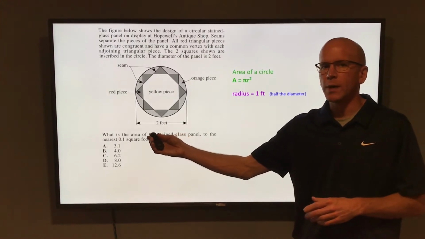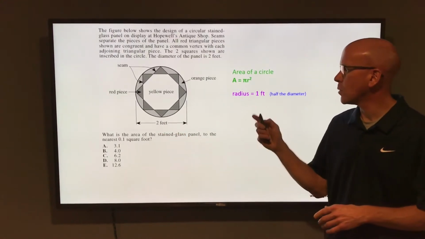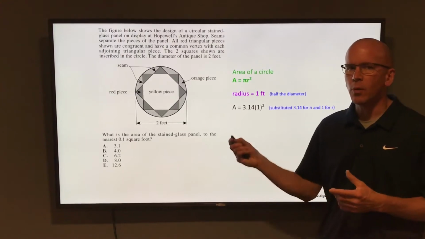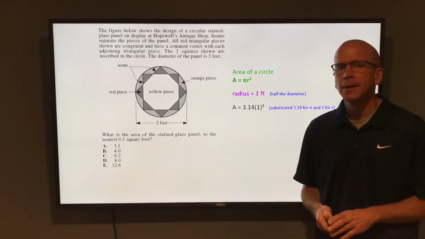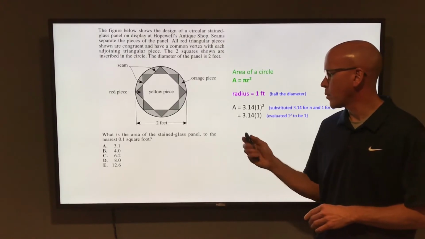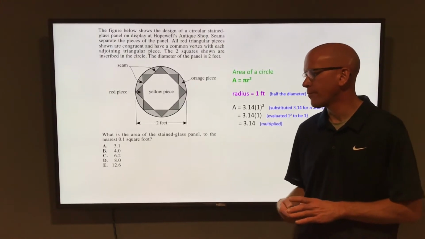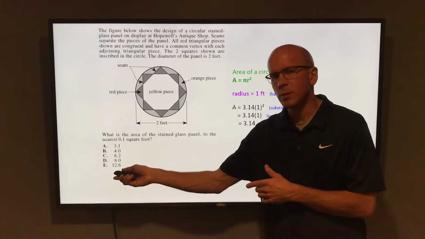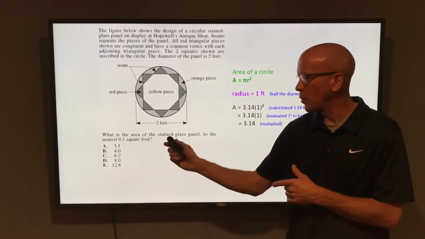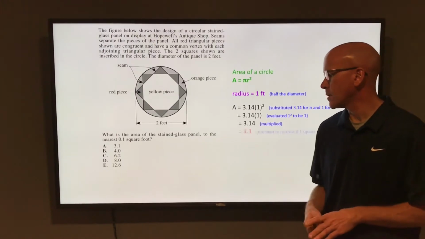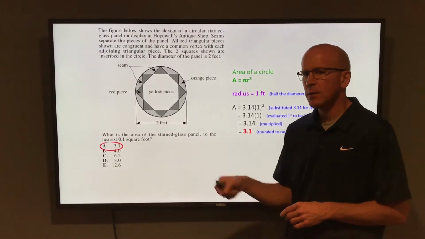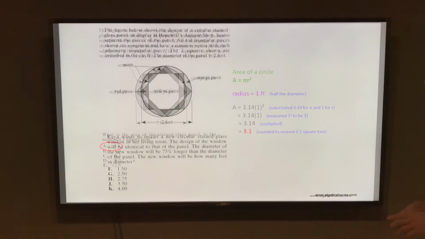the circle, therefore the radius would be 1. So the radius is 1. Pi, of course, is 3.14. So pi r squared is 3.14 times 1 squared. And 1 squared, of course, is 1. 3.14 times 1, that is 3.14. You look at the answer choices, 3.14 is not showing up, but remember, it's to the nearest tenth of a square foot. So 3.14 to the nearest tenth is 3.1, which happens to be letter A.